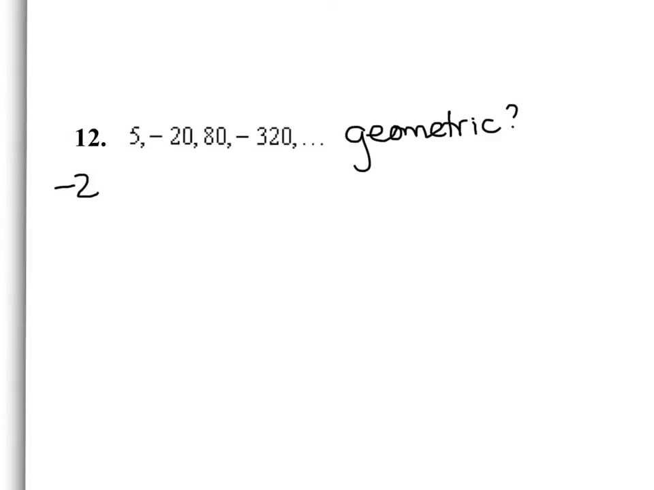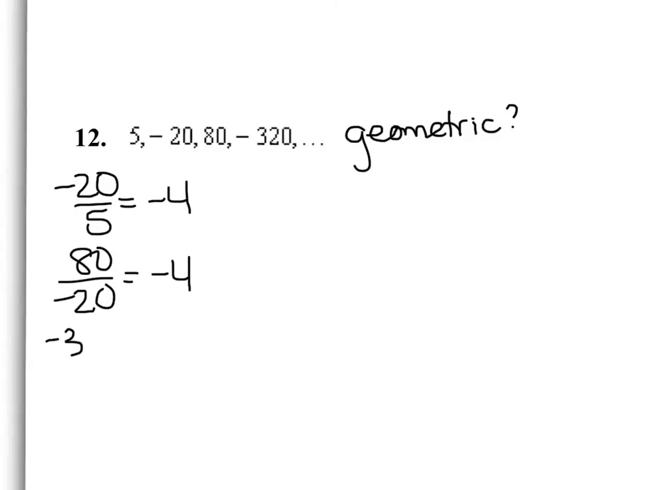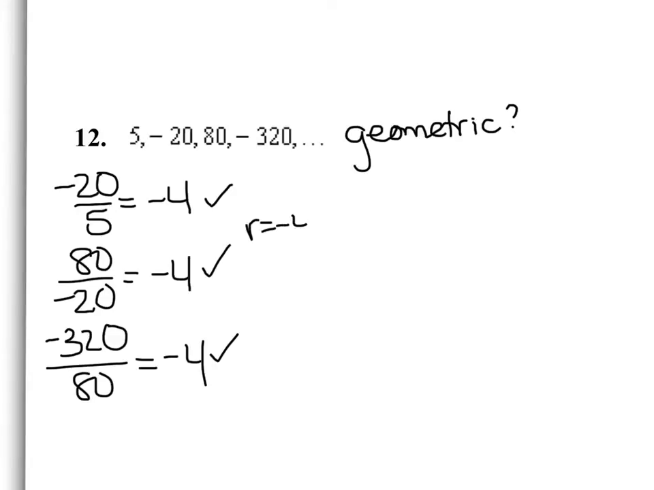So let's do negative 20 over 5. That's equal to negative 4. 80 over negative 20. That's equal to negative 4. Oop, we might have a winner here. Negative 320 over 80. That's equal to negative 4 too. So that's my common ratio. R is equal to negative 4. It's geometric, so I know I'm multiplying.